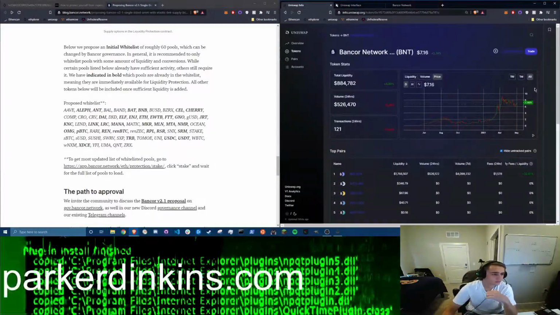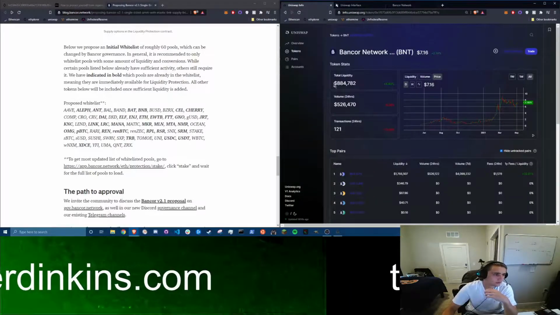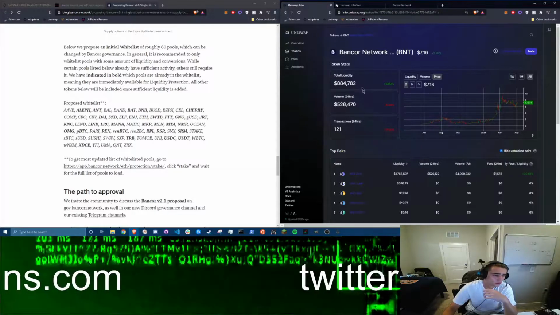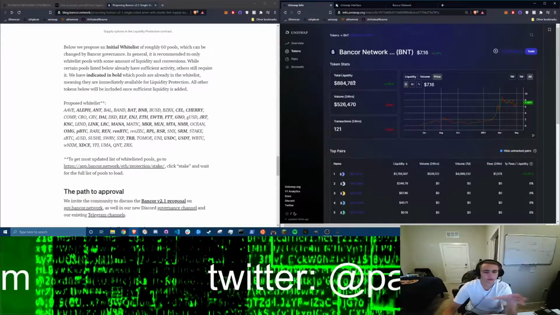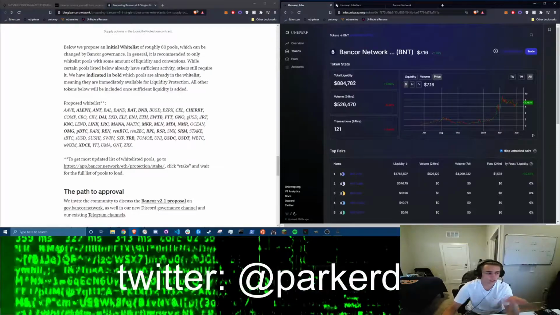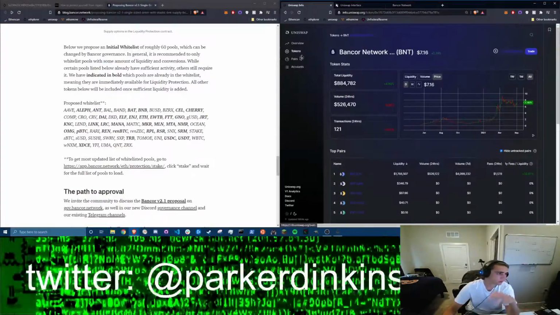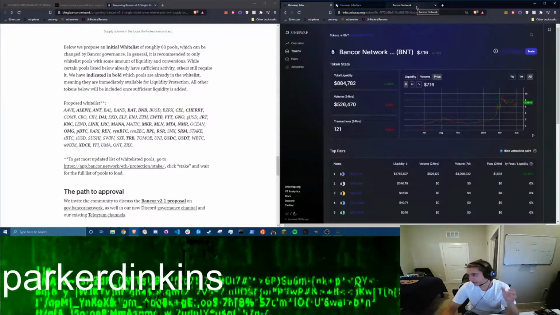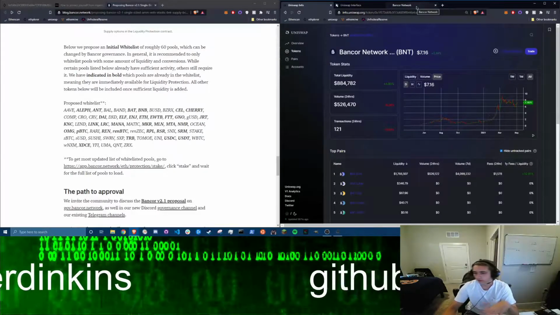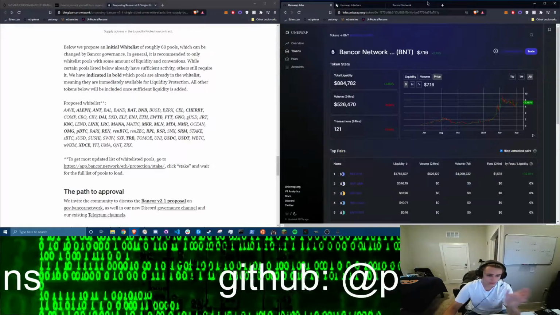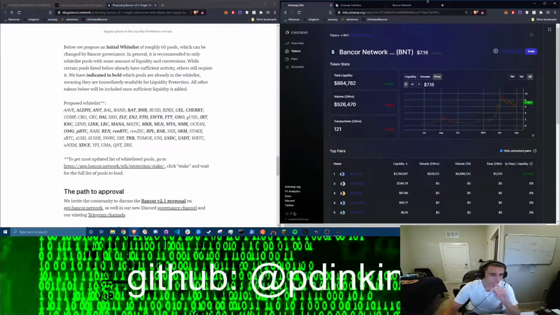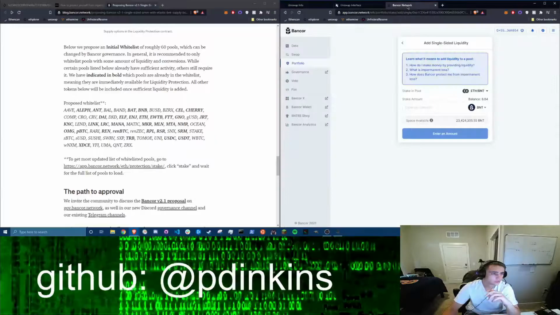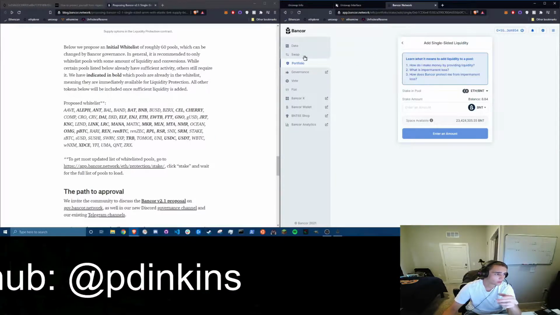So here's our liquidity on Uniswap for Bancor. It's low, but you have to take into consideration that this is only the liquidity that's on Uniswap. Bancor itself is a decentralized exchange. They just are different from Uniswap. They can do the same things, but they are different. So I'm going to be using Bancor today.